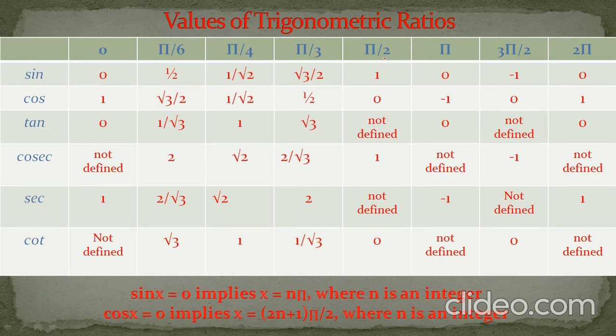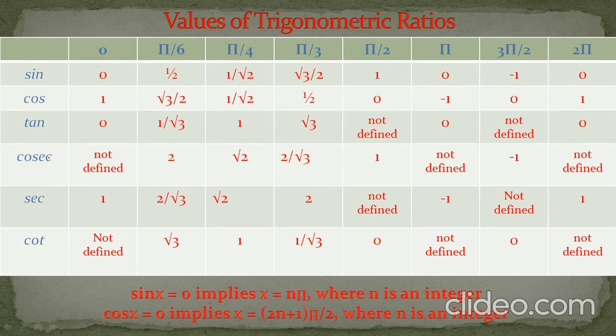Now come to pi by 2. Sine pi by 2 is 1. Cos pi by 2 is 0. Sine 90 degree is 1. Cos 90 degree is 0. So tan pi by 2, or we can say tan 90 degree, will be 1 upon 0. But 1 upon 0 is infinite. So we can say tan of pi by 2 is not defined. So in this way we can find the values for tan.